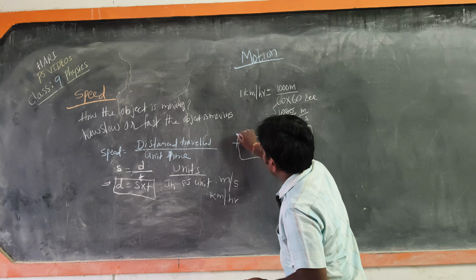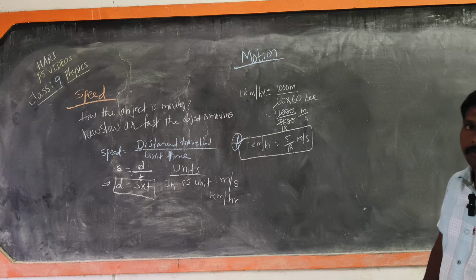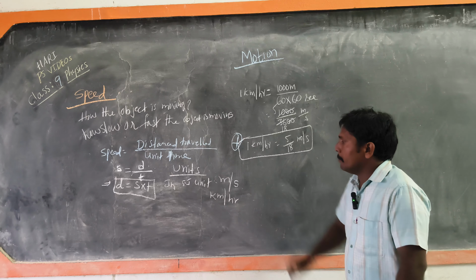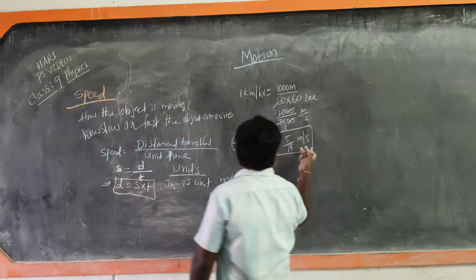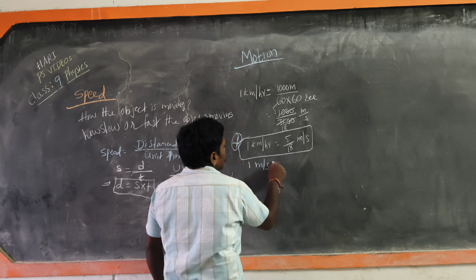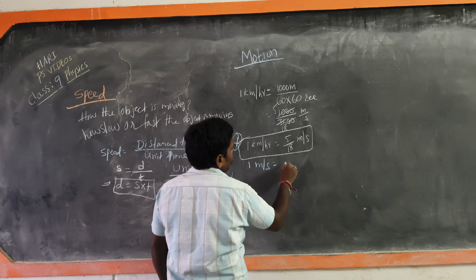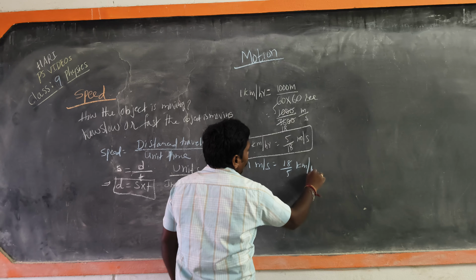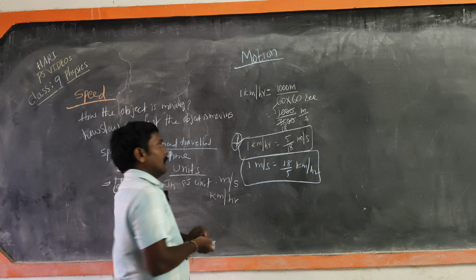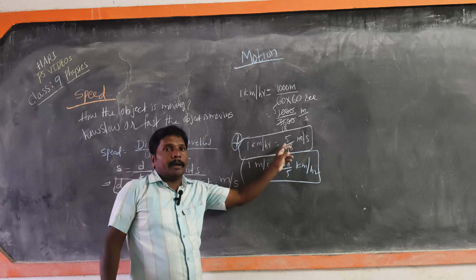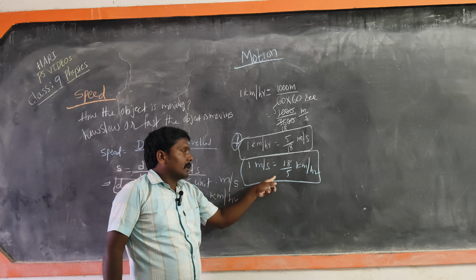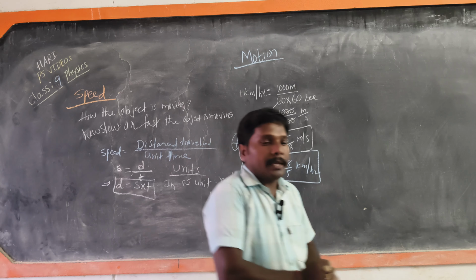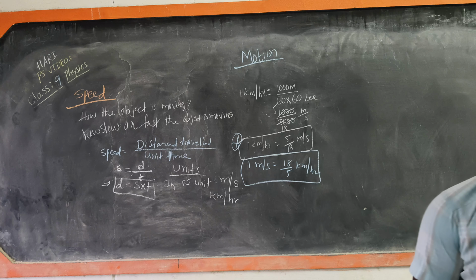This is a very important relation between kilometer per hour and meter per second. For example, by cross multiplication, 1 meter per second is equal to 18 by 5 kilometer per hour. So 1 kilometer per hour is equal to 5 by 18 meter per second, and 1 meter per second is equal to 18 by 5 kilometer per hour. This conversion is very important.